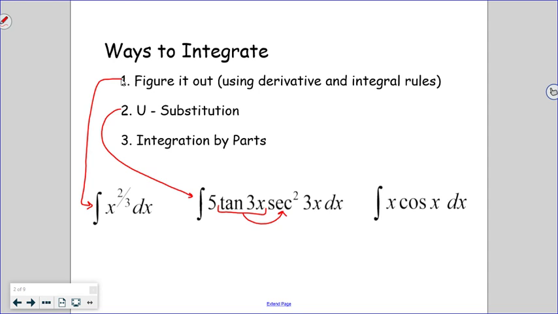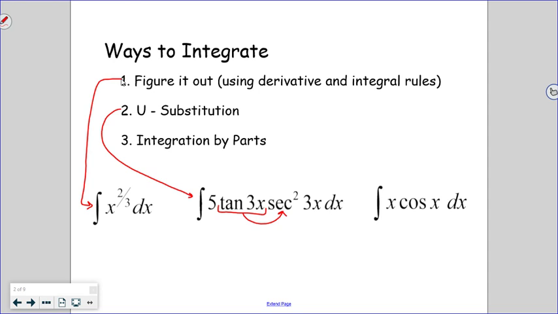If we look at this very last one, our functions are like an x and a cosine x, where using that idea of U substitution, subbing in U for x, isn't going to help because the derivative of x does not get rid of cosine x. The derivative of cosine x doesn't get rid of x. And so U substitution would not be helpful on that last one.